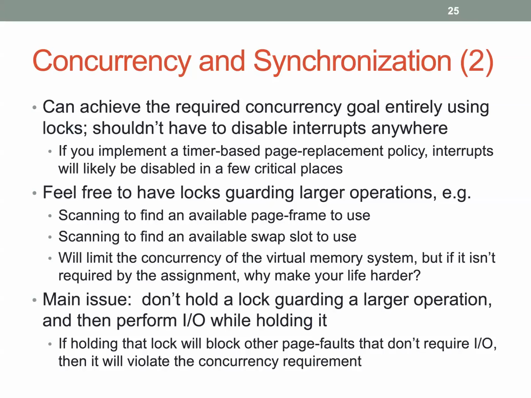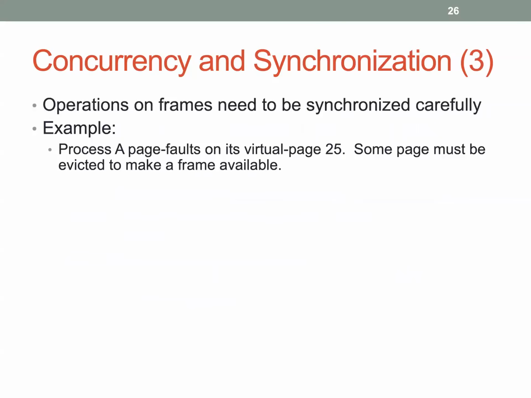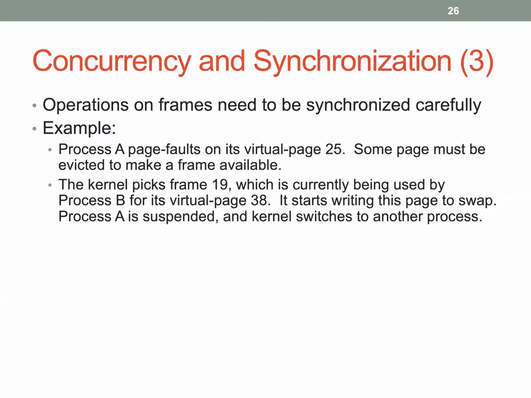There is one situation that you have to think about that is a little bit complicated. Just to give you the scenario, process A faults on its virtual page 25, and you need to evict some other page to make a frame available. So the kernel picks a frame, and it happens to be a virtual page of a different process. And so the kernel starts writing that page's contents to swap. And so that suspends process A and switches to process B.